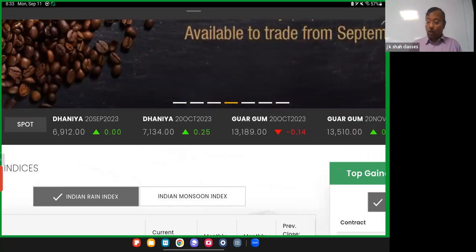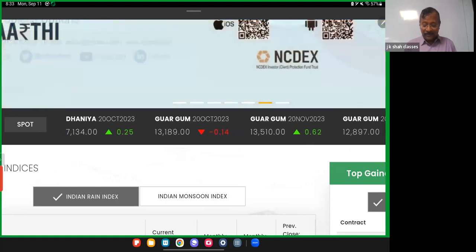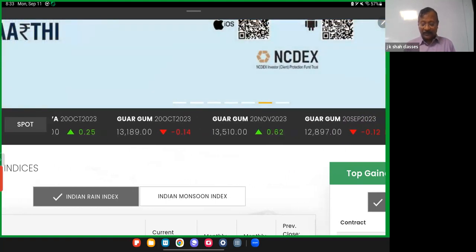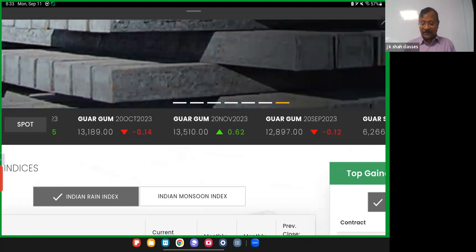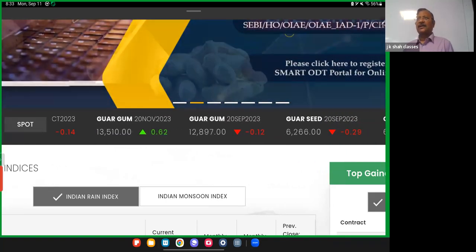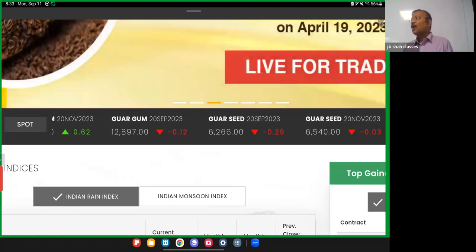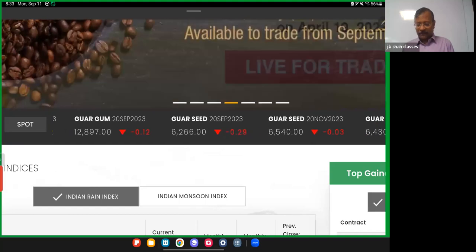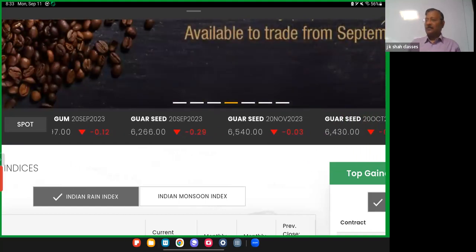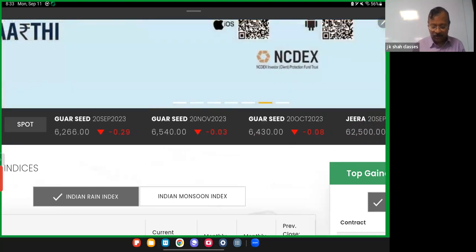Right? Guar gum. And you see the 20th October, 20th November. Now these are the future prices. Guar gum, guar seeds, you'll get everything. Chana dal, tuar dal, mustard, castor seeds, soya bean, cotton. Everything would come here.